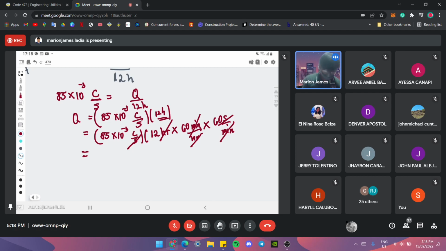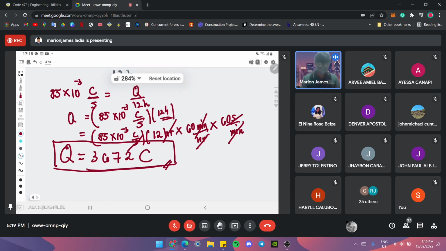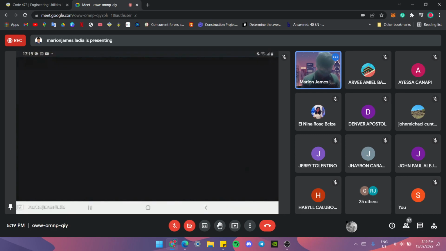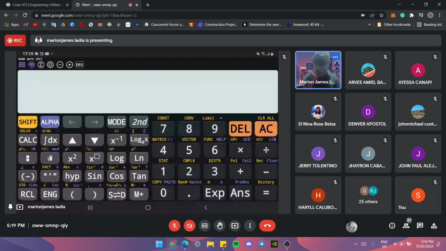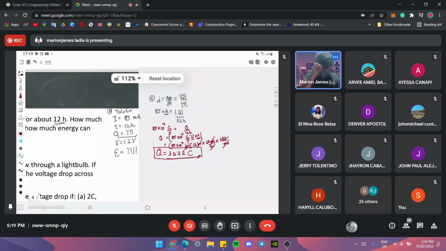Okay? So we'll have a value equal to 3,672 coulombs. So that is our charge. Okay? So, if you are not following with your calculator, I will do the calculating for you. Okay? So, easy. We'll have 85 times 10 raised to negative 3 multiplied by 12 multiplied by 60 multiplied by 60. Okay? So, we have 3,672 coulombs. Okay? Next is letter B.